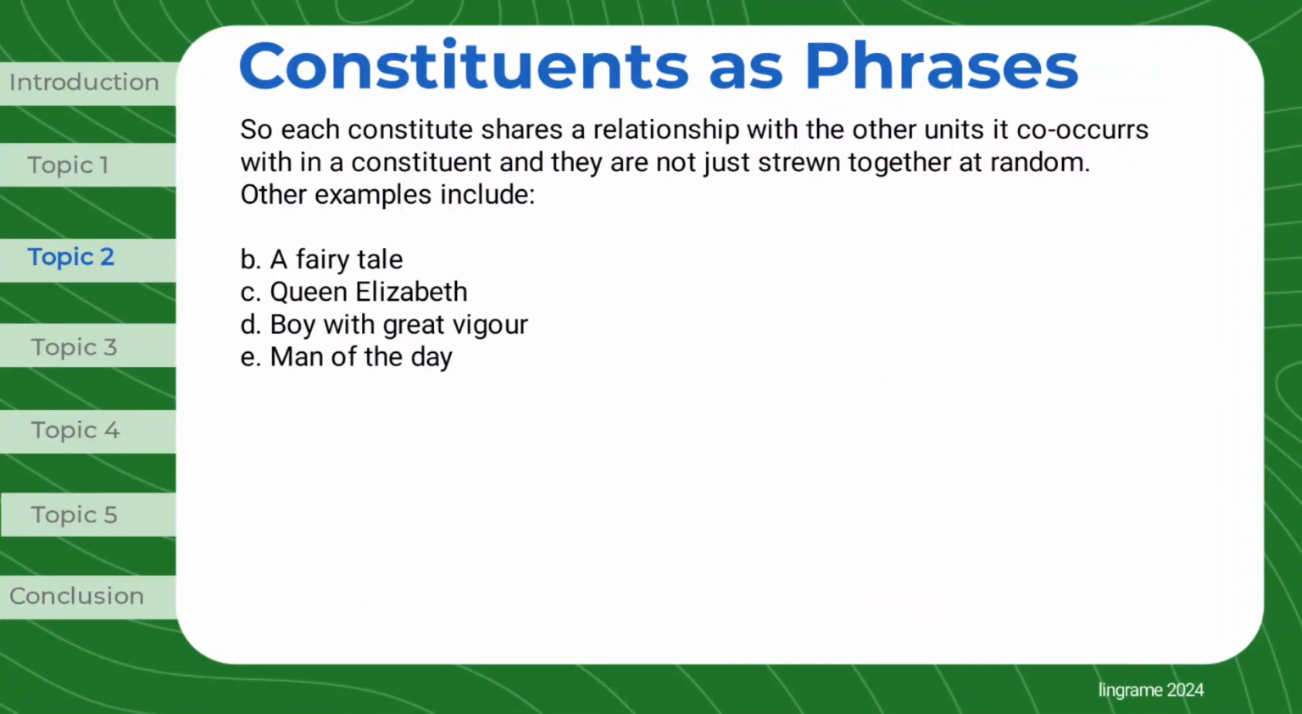So each constitute shares a relationship with the other units it co-occurs with in a constituent, and they are not just strewn together at random. Other examples include a fairy tale, Queen Elizabeth, boy with great vigor, man of the day.